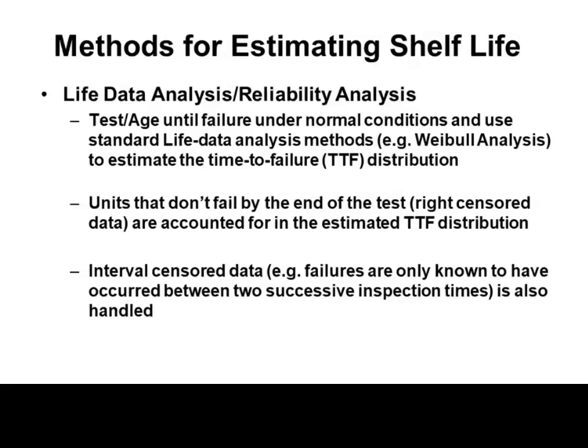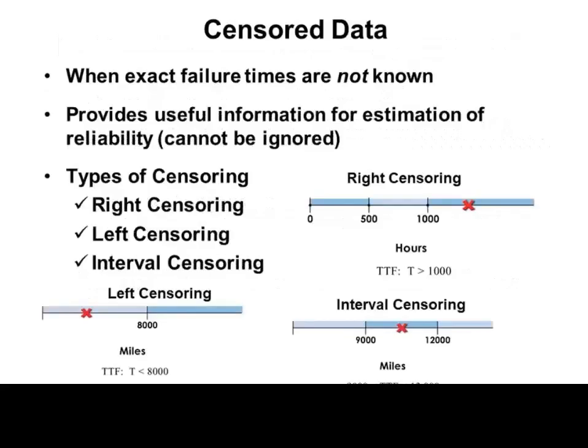One type of censoring is called interval censoring, which is common when you're testing in a chamber and you're only checking the units once a day or twice a day, once a shift. If you see a failure, you don't know exactly when it failed. You just know the last time I checked it was okay, and at this time it's now a failure.